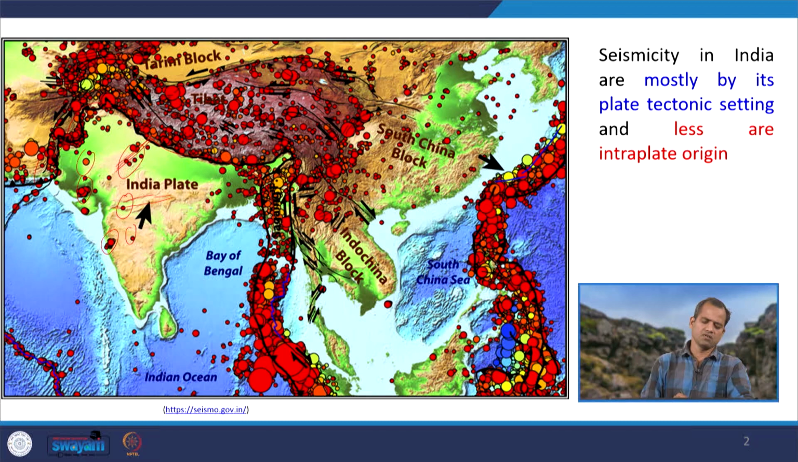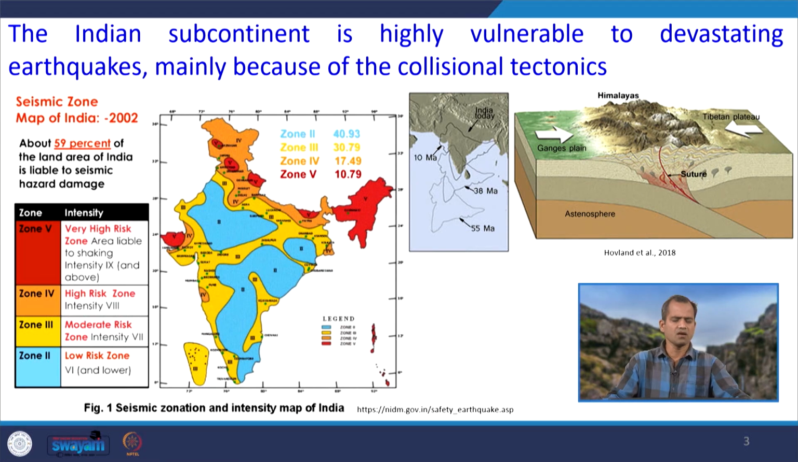So 95 or 99% of these earthquakes are following the plate boundary. That is why seismicity in India is mostly due to its plate tectonic setting and less of it is of intraplate origin. Seismicity is a reflection of plate tectonics, and for the Indian subcontinent particularly, the seismicity is totally governed by plate tectonics. And the Indian subcontinent is highly vulnerable to devastating earthquakes, mainly because of this collisional tectonics.